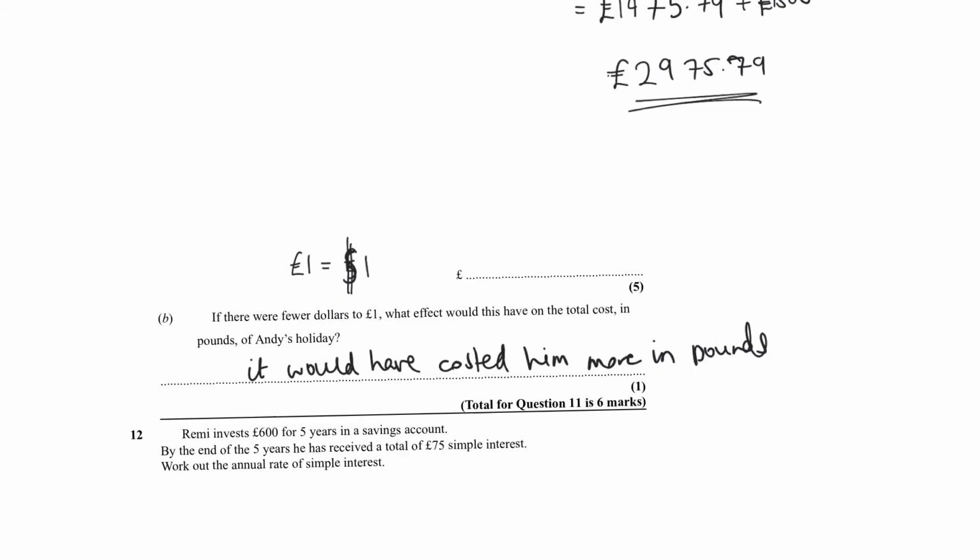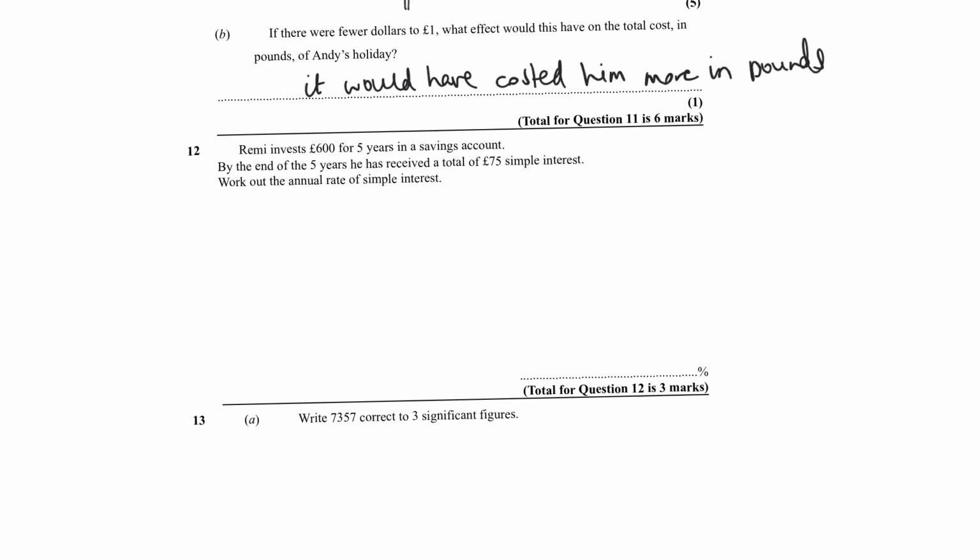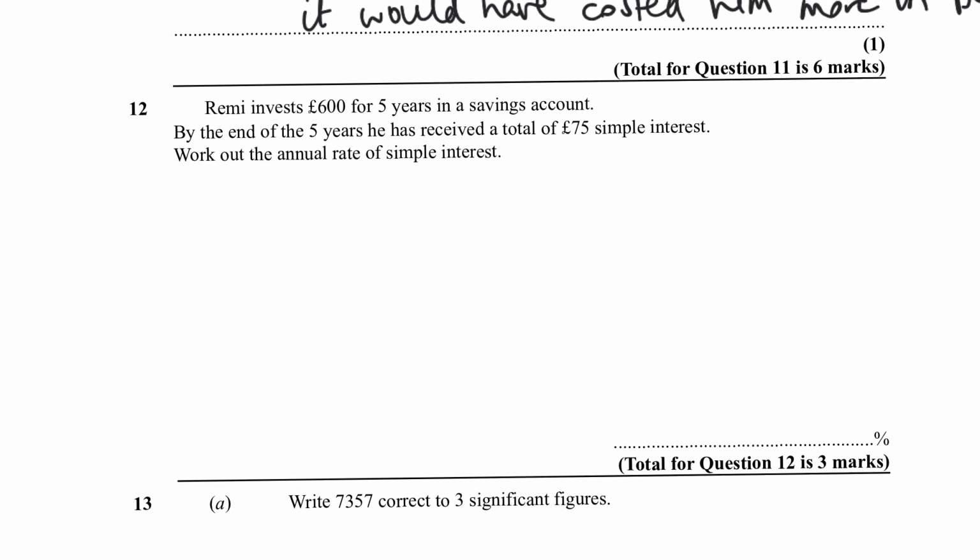Okay, and then going on to question 12, it says Remy invests £600 for 5 years in a savings account. So it says by the end of the 5 years, he has received a total of £75 simple interest. And it wants us to work out the annual rate of simple interest. So we have to work backwards essentially.